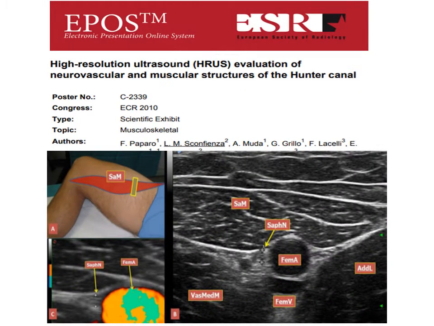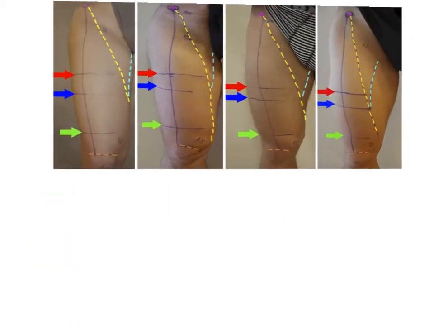The electronic presentation that is presented online showed that high resolution ultrasound machines can visualize the saphenous nerve in the proximal part of the adductor canal as a hyperechoic mass lateral to the superficial femoral artery.